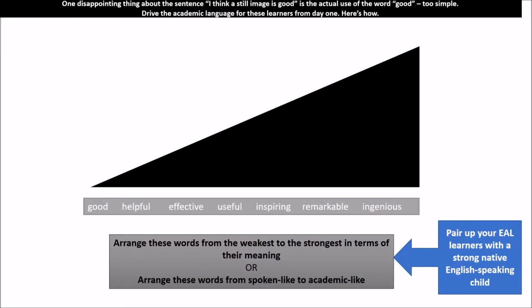I mentioned before that good, being a very simple and basic word, should perhaps be avoided. Here we've got a vocabulary climb. The children need to arrange the words from the weakest to the strongest on the ramp, or from most spoken-like to academic-like.